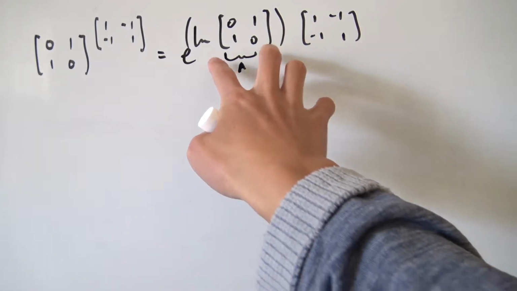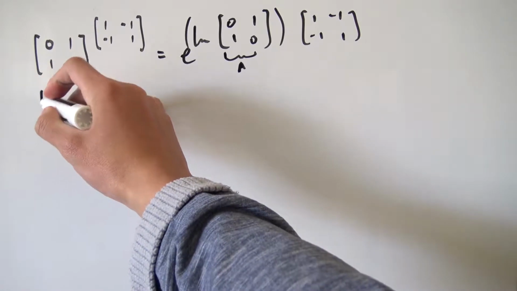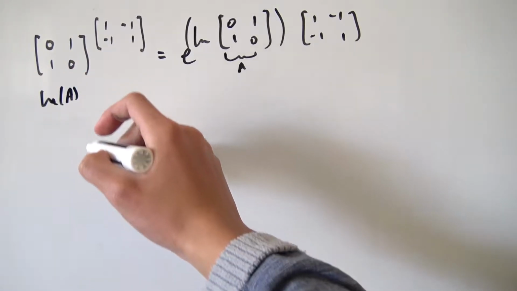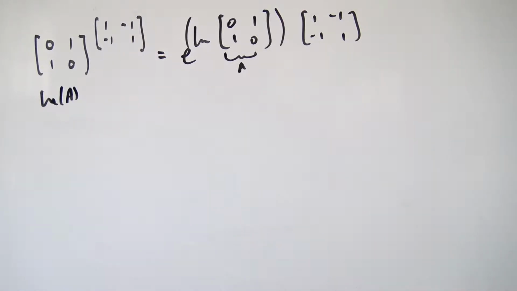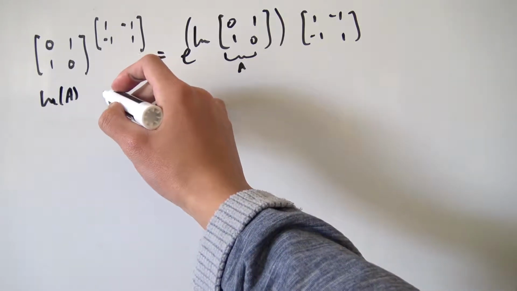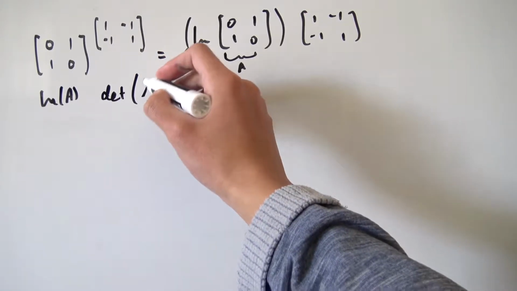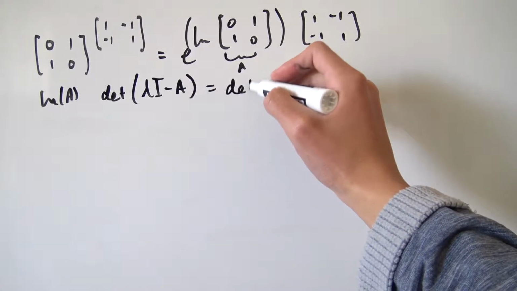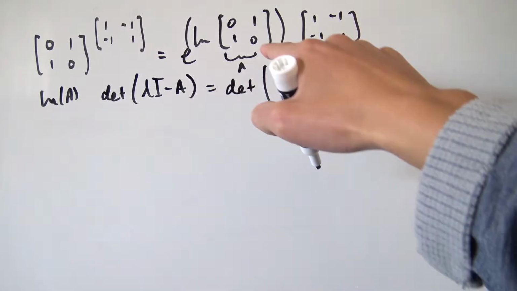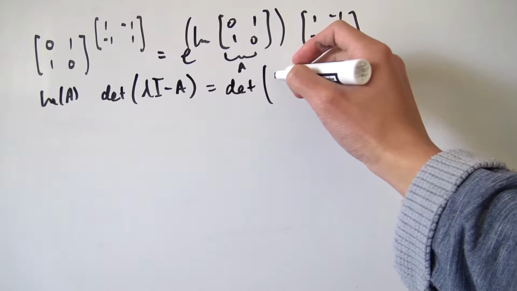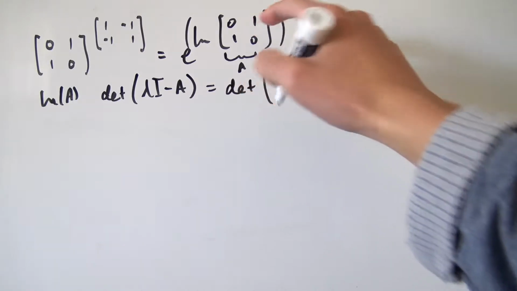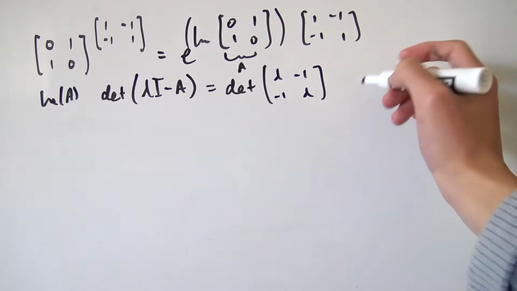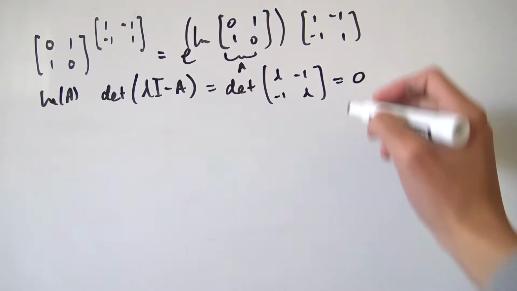So we want to calculate the natural log of A. And to do that, we need to diagonalize A first of all. So if we diagonalize A, we want to find the eigenvalues first. To do that, we just take the determinant of the matrix lambda I minus A. That's lambda minus 0, which is lambda. 0 minus 1 is negative 1, then negative 1, and lambda, like so. And we want to solve for where this determinant is equal to 0.